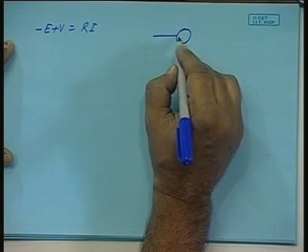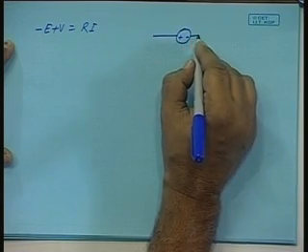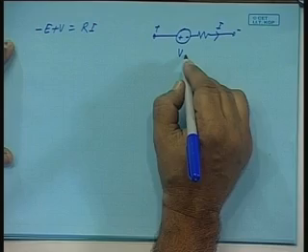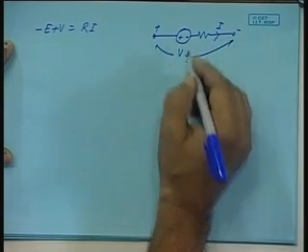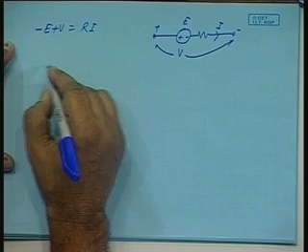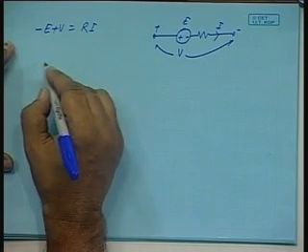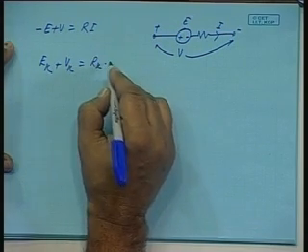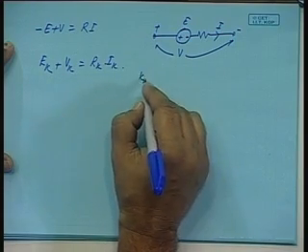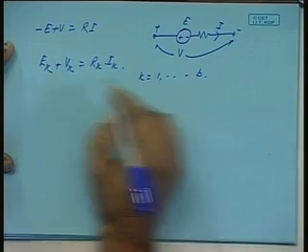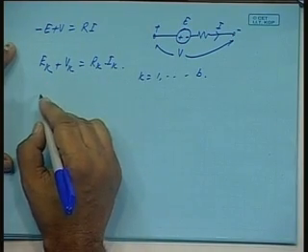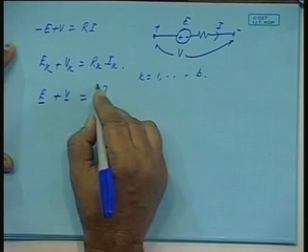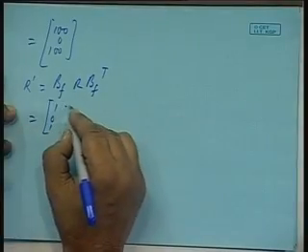If E is connected like this, we get minus E plus V equal to R I. Thus, we can write E k plus V k equal to R k into I k, k equal to 1 to B. This is a generalized equation, and we can write in a vector form E plus V equal to R into I.